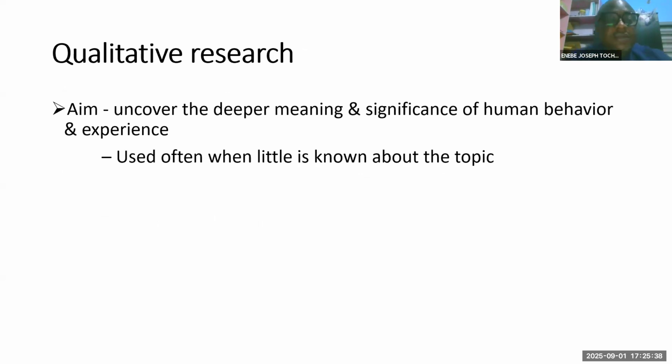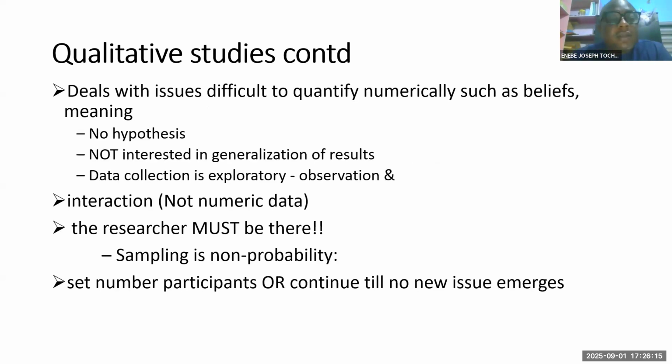Now, qualitative research, what do they aim to do? To uncover the deeper meaning and significance of human behavior or experience. It is used often when little is known about a topic. Why do patients jump? Why do patients run away from the wards? So you may want to conduct a qualitative research and interview the security men and the doctors, and after doing that, you may find the reason why people that are admitted in Parkland run away. Okay, that's a qualitative study.